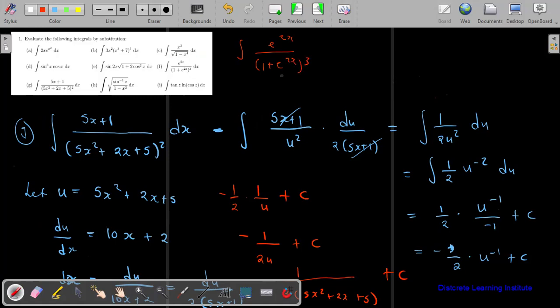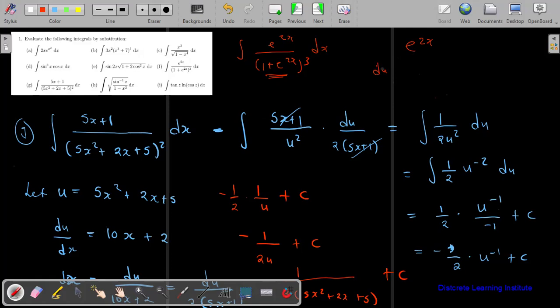As always, you let your u be the expression inside the brackets. You find your du dx, then you make dx the subject of the formula, and then you replace, and you see that things will start canceling out. But maybe just to explain the derivative of e to the power 2x. So the derivative of e to the power 2x is what?